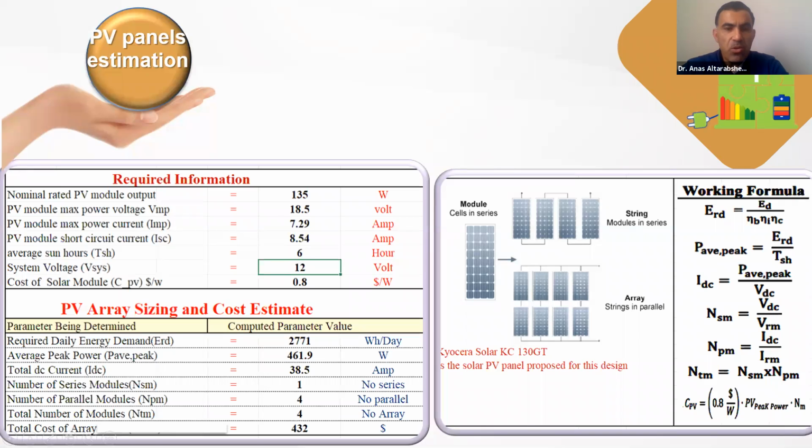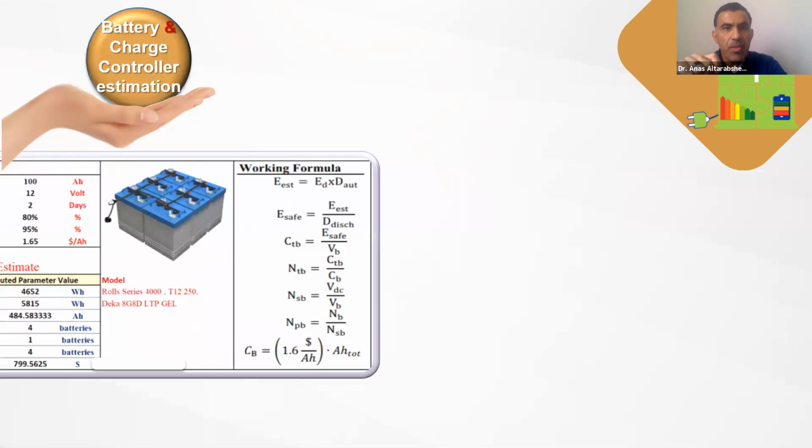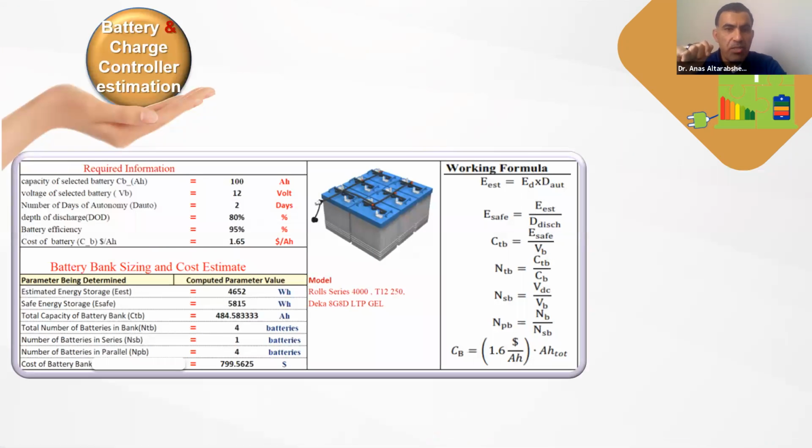Okay. Now, normally we multiply the number of modules by their price. Normally we say $0.8 per watt. So here it's going to be about 432 watt for the modules. So we are done with the load. We are done with the PV panel. And right now, we'll be talking about the battery.